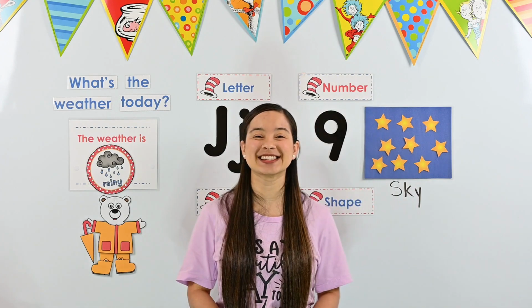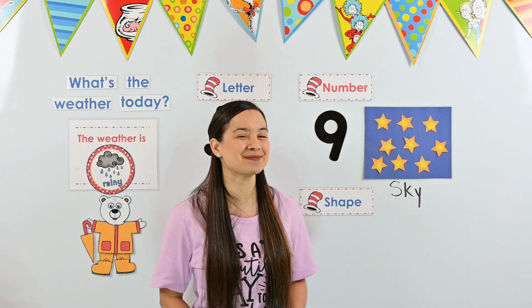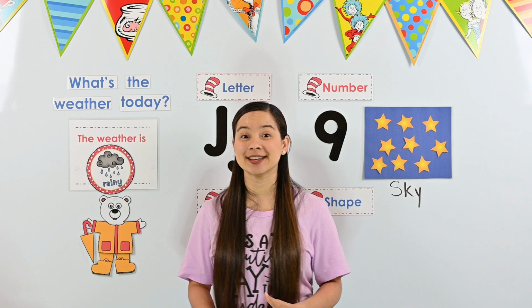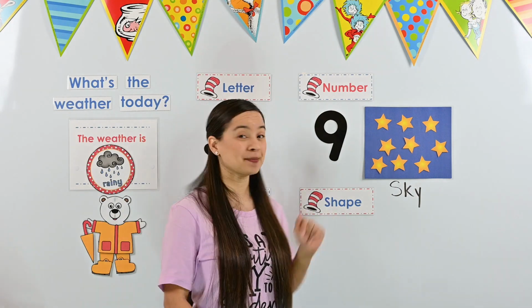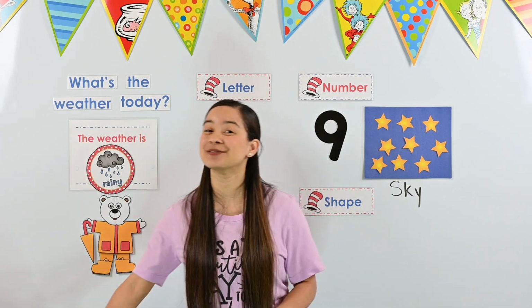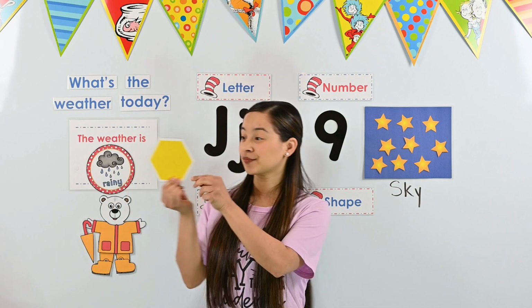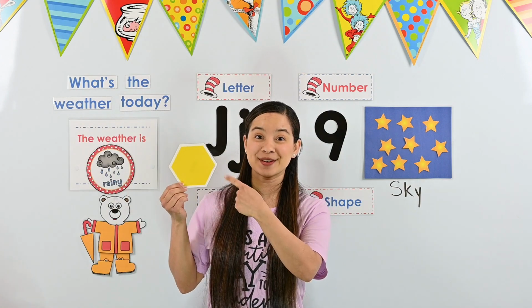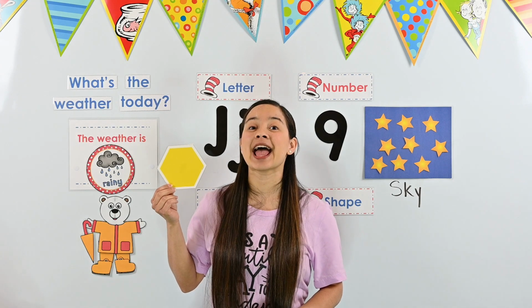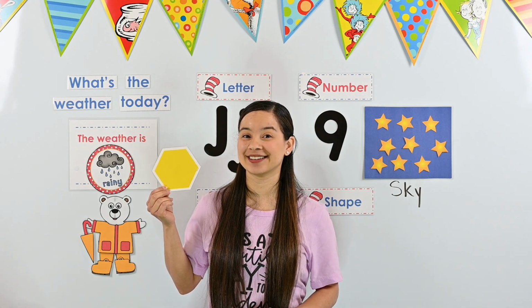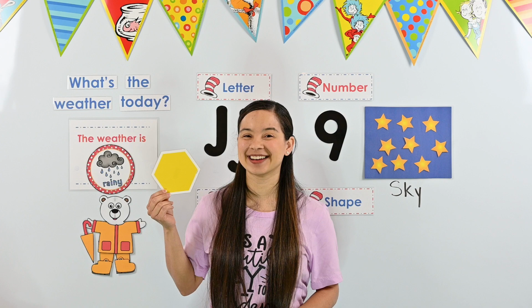Great practice, friends. We're going to practice our word again tomorrow. But for now, it's time to move on to our shape of the day. Remember, this week we're reviewing some shapes that we've already learned. Let's see what today's shape is. Hey, do you remember the name of this shape? It's a hexagon. Can you say hexagon?